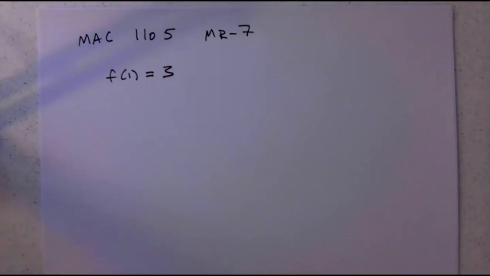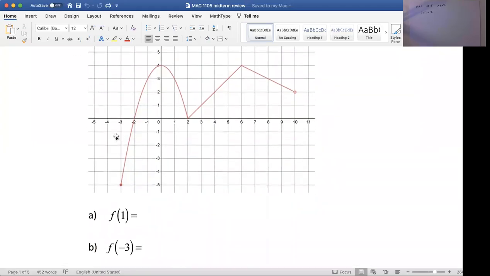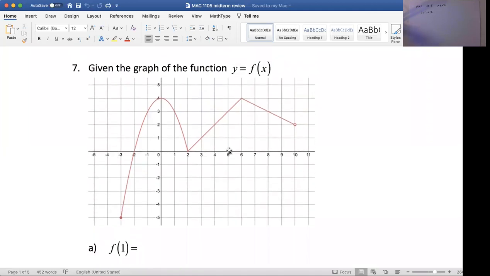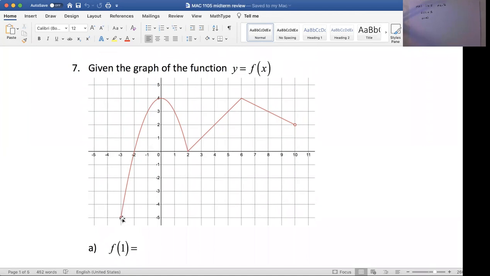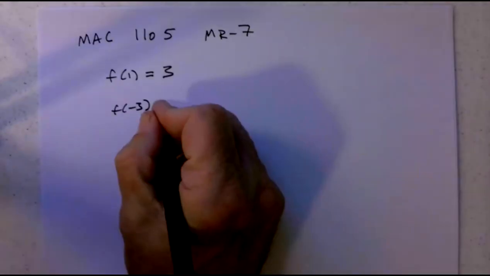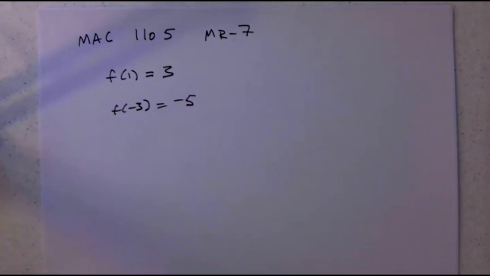What is our next question? Next it asks for f of negative 3, okay? So if the x value is negative 3, where are we on the function? Negative 1, negative 2, negative 3. Here is the x value of negative 3. What is the y value? 1, 2, 3, 4, 5. Down here, notice it is a solid dot. So that point is actually on the graph. So f of negative 3 equals negative 5. When the x value is negative 3, the y value is negative 5.